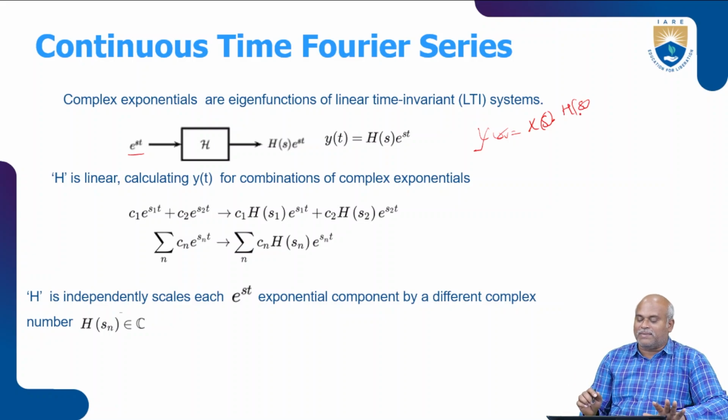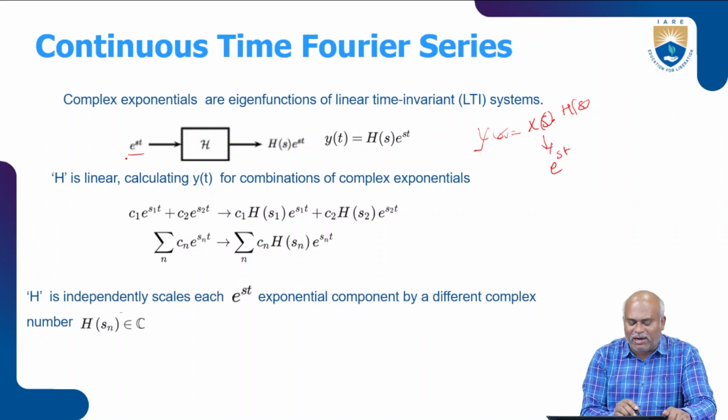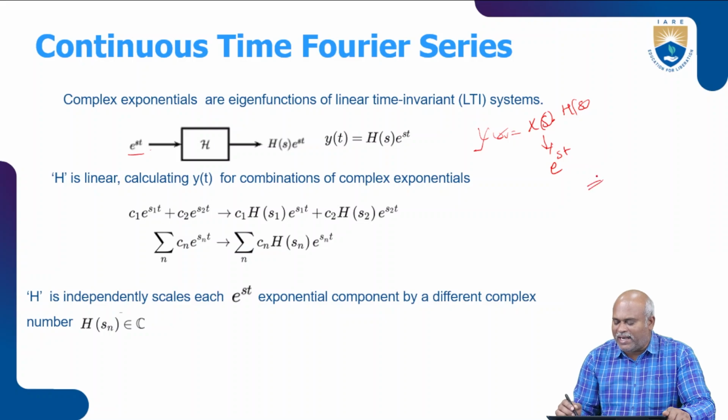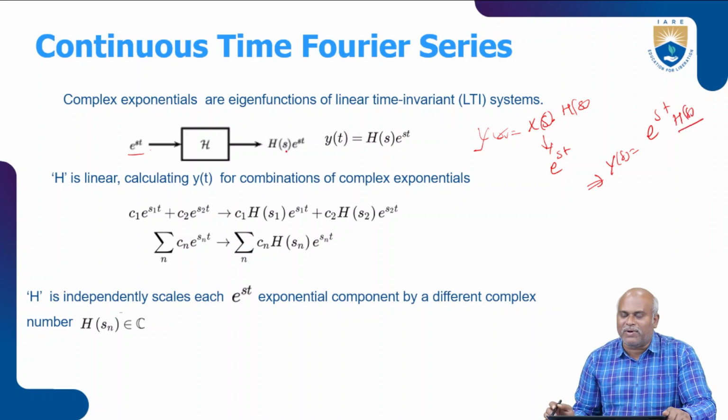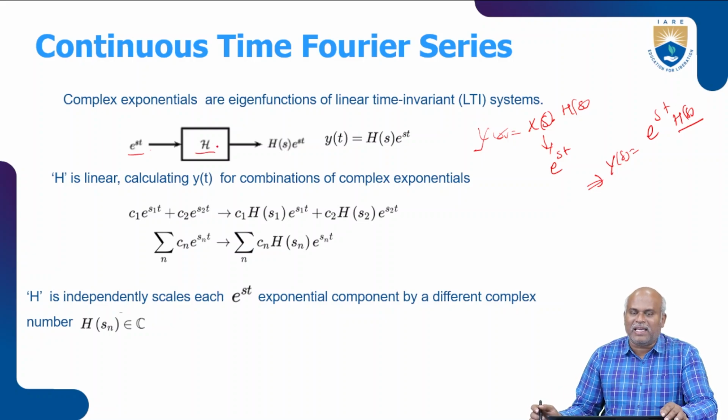I write this for the Laplace transform condition. Okay. In this case we know x of s is equal to e power st, so I should write y of s equal to e power st h of s. This h of s is called the system performance. We call it the system performance. So that's why I mentioned here, if h is linear.